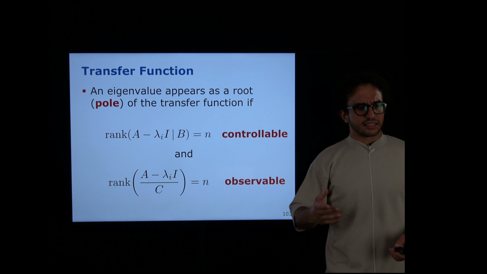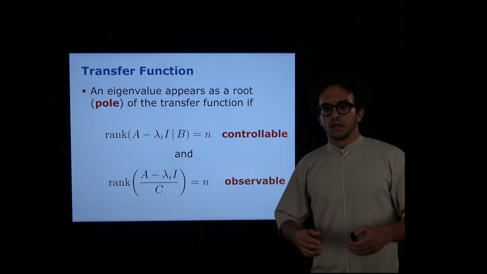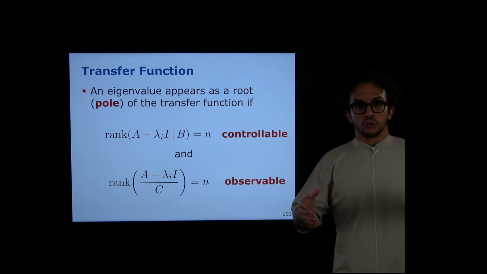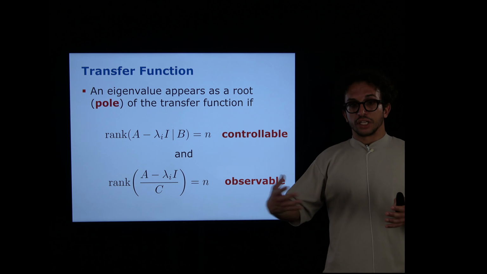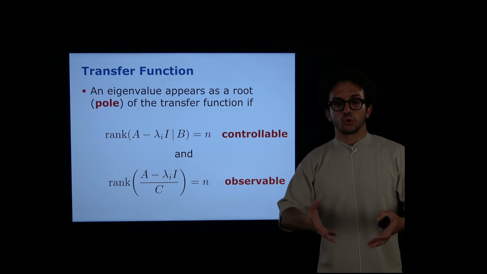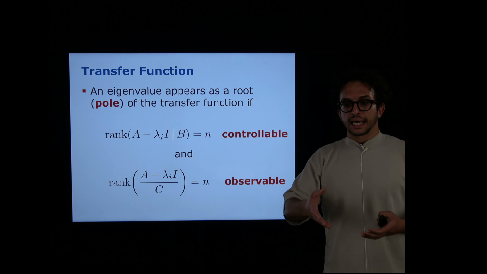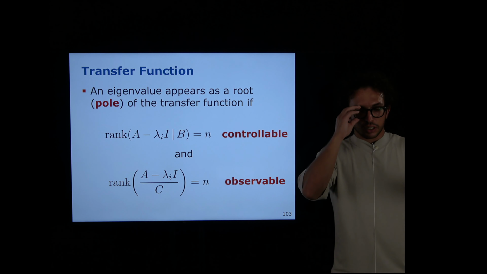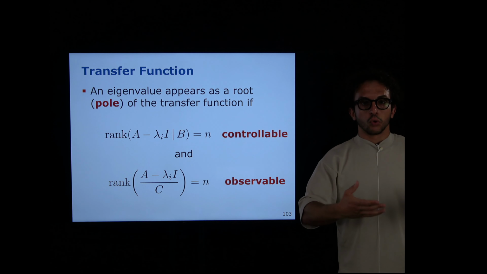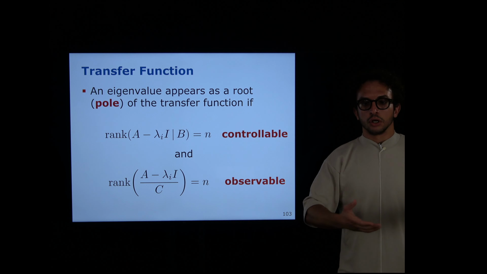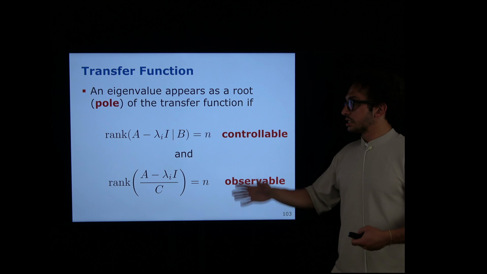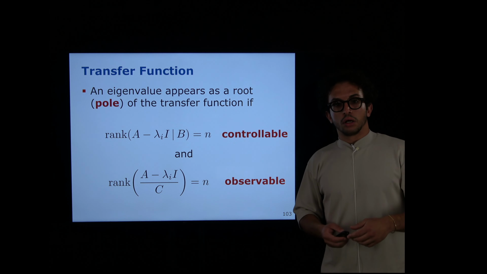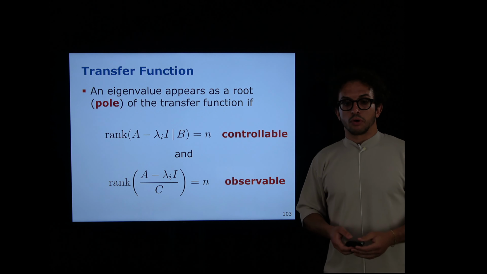This kind of makes sense if you think about it intuitively: the transfer function relates the input to the output. So the eigenvalues should be reachable from an input point of view, so they can be controlled, because the input is the control signal that we are injecting in the system, and they have to appear in the output. As an external observer outside of the system, you have to notice what kind of evolution these eigenvalues lead to. So they have to be observable. These are the concepts of controllability and observability for having all eigenvalues appear as poles.